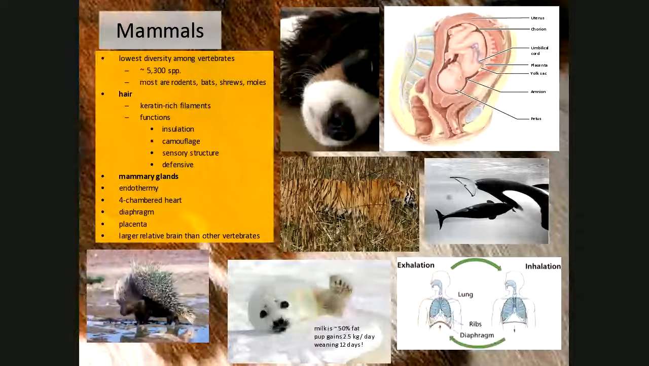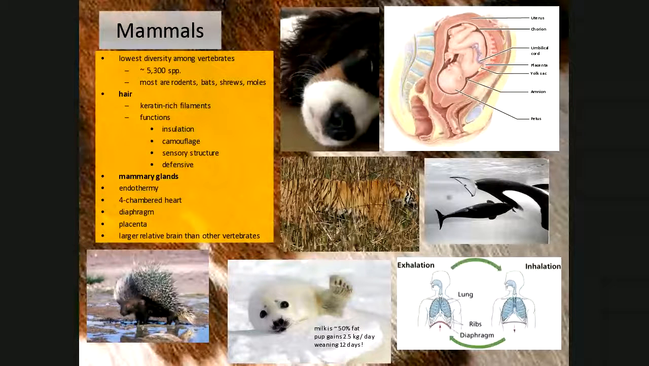Our name, though, mammals, doesn't come from the hair. Our name, mammals, comes from this very unique structure that we alone have, called a mammary gland, right? And we use our mammary glands, obviously, for nourishing our young, like that harp seal you see down below. Look at the content of fat in the milk.